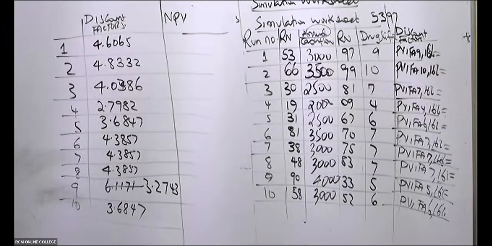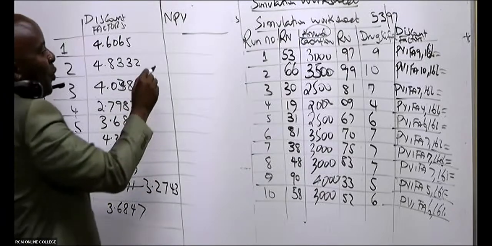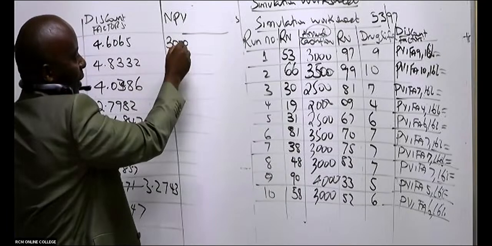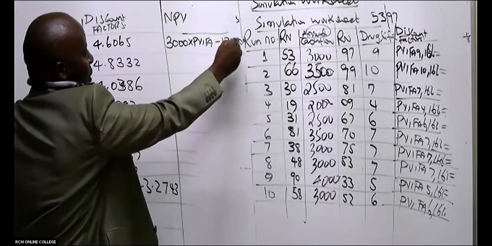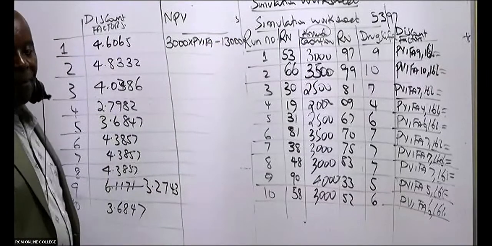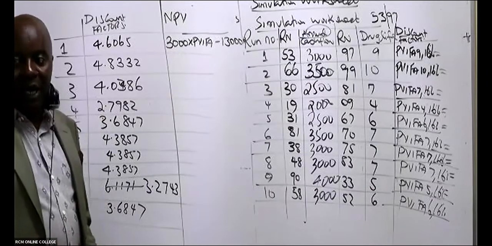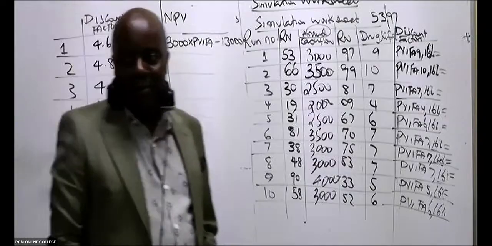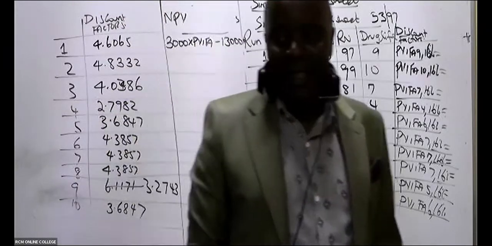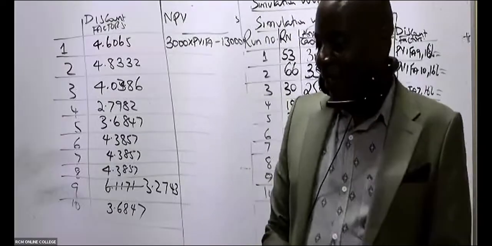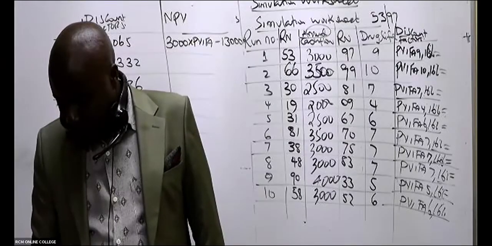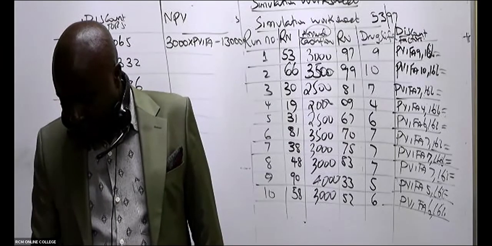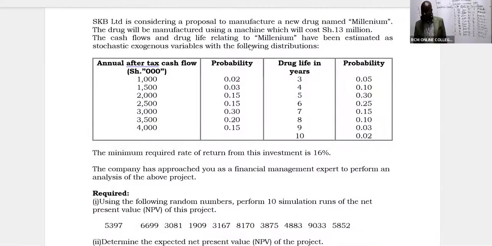The last column. And what do we do now here? You can see run number 1. We shall be enjoying a cash flow of 3,000 per annum, isn't it? Times, in this case, this PV far, minus initial outlay. Initial outlay, you give me a figure of 13 million. But you remember your cash flows are chopped 3 zeros from them. Your cash flows are in shillings thousands. If you look at the question, your cash flows are in shillings thousands. So meaning that even this initial outlay, you must chop 3 zeros.